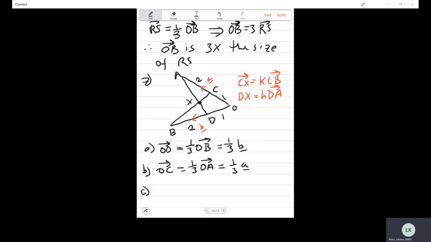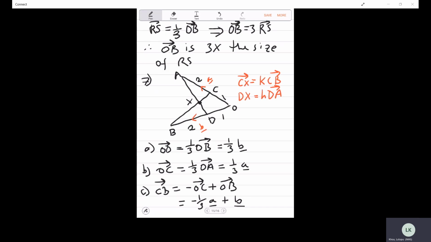And C, I have to find CB. Okay, so I'm at C and I want to get to B. What I can do is go from C to O and then from O to B. So this is negative of OC plus OB, which is negative 1/3 A plus OB, and OB is just B, like that.